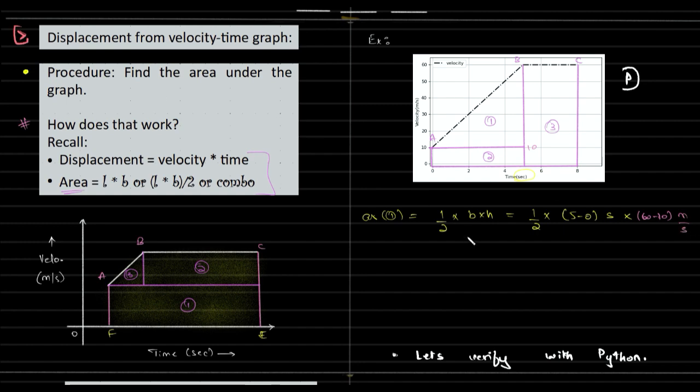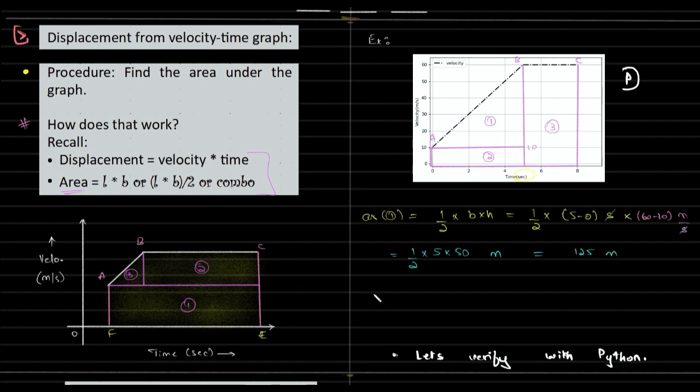First we'll find the numerical value: half into 5 into 50. And the units are seconds and meter per second, the seconds get cancelled, and you have meter. Meter is nothing but your length, is it not? So basically you're finding displacement. So the area under the graph in a velocity time graph is giving you displacement. Okay, so this is the logic. Let's continue over here. 25 into 5 is 125 meters.